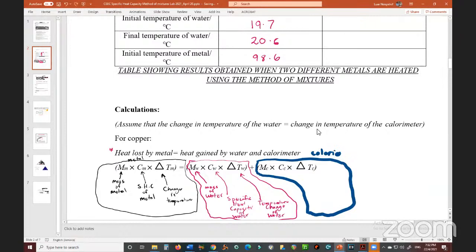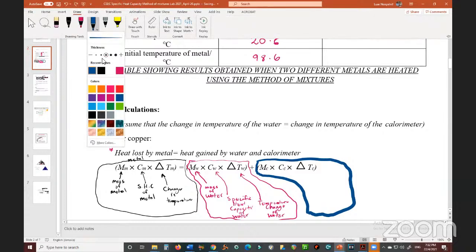I don't know why this is writing so large. Can I change the font size for this one? Yeah, certainly. I'm going to reduce it to that.